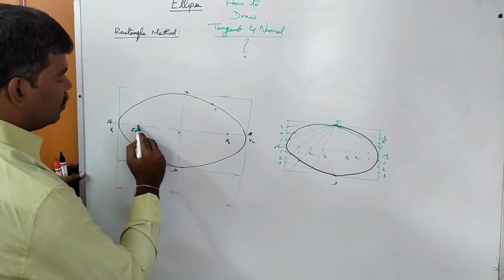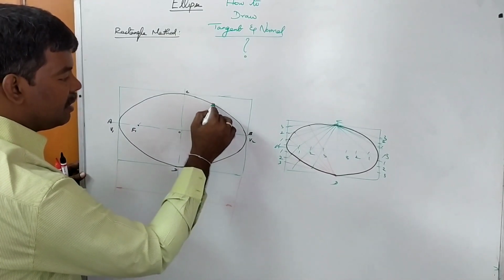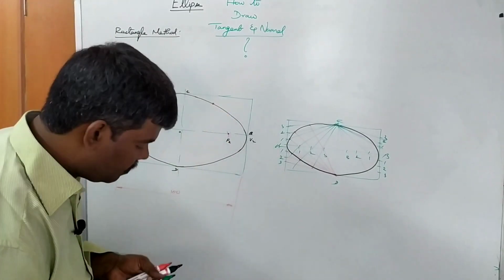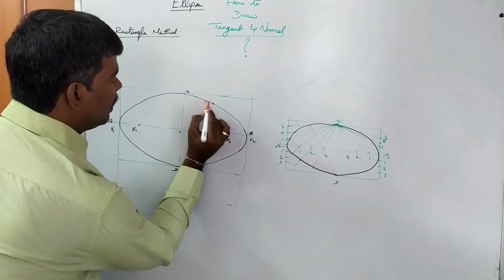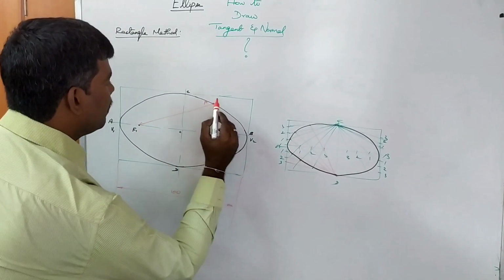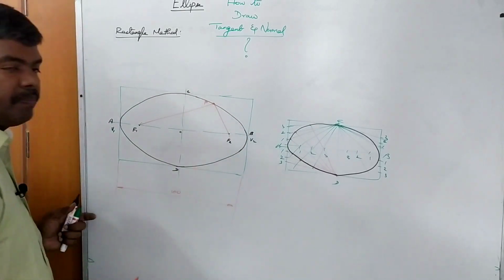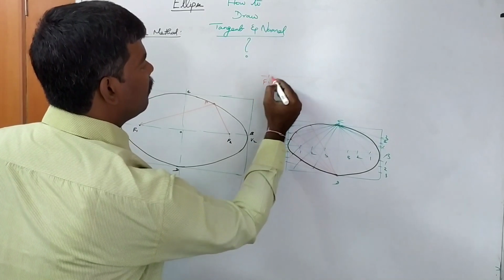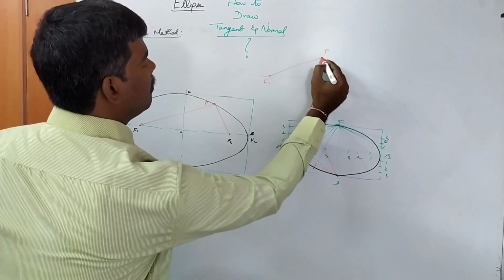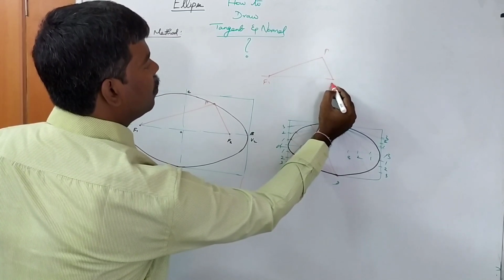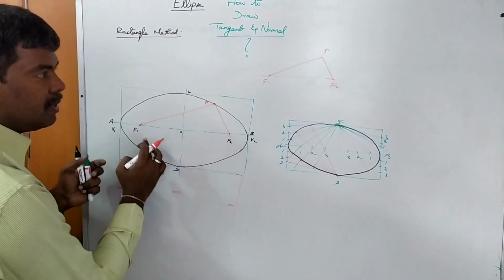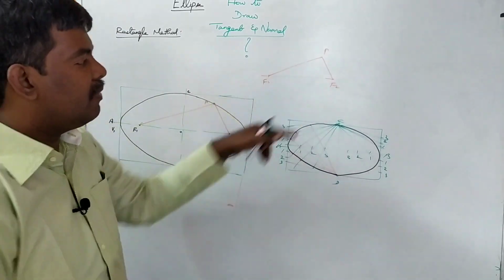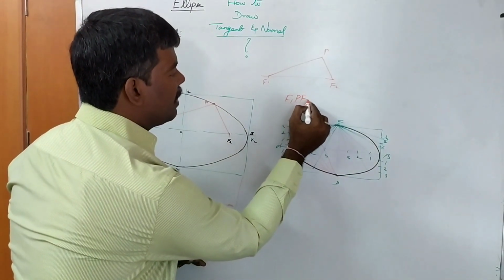After getting the focus points, very simple, you join the lines F1 and P, F2 and P. Clear? This is the point P. So you join F1P, F2P. Now we get angle F1PF2, which is some theta angle.